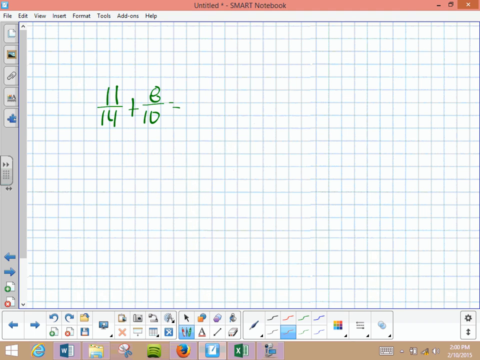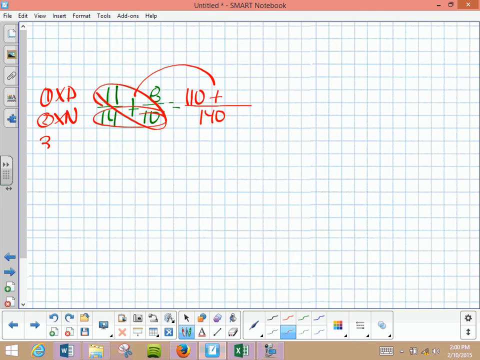So we know that the first thing is to multiply the denominators, right? Right here. And I get 140, correct? And then the second thing is to multiply the numerator times the denominator. So I get 110, correct? Then you transfer the sign. And then the third thing is to multiply the denominator times the numerator. And I get what? 112.